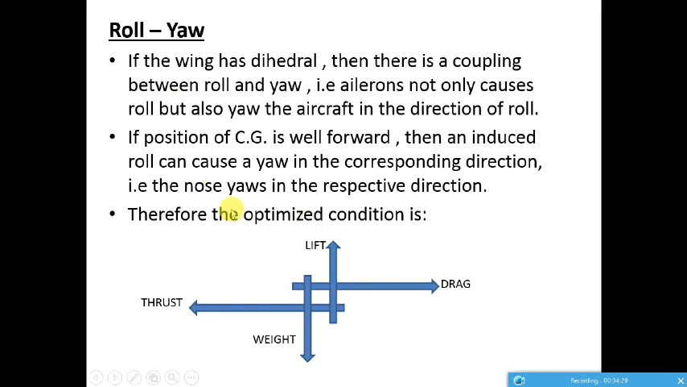So to counteract this, if you have a thrust line here and a drag line here, then if you neglect these two forces, the aircraft is going to pitch up in this direction. To counteract that, we provide the weight of the aircraft in front of the lift component, and the whole system balances the aircraft.